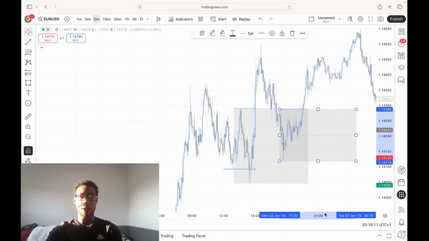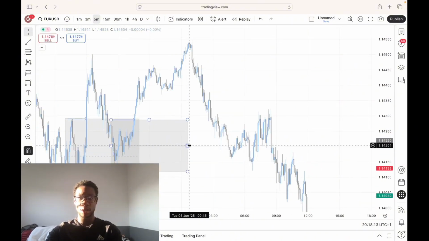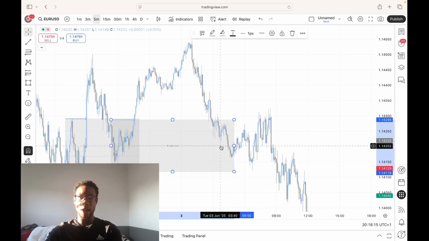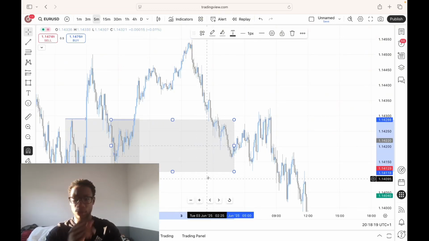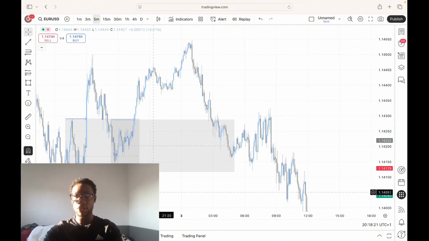Did we come back to it at any point? We came back to it the next day and we wicked it. And this probably would have been a stop loss trade. Let's see how big our stop loss was as well.